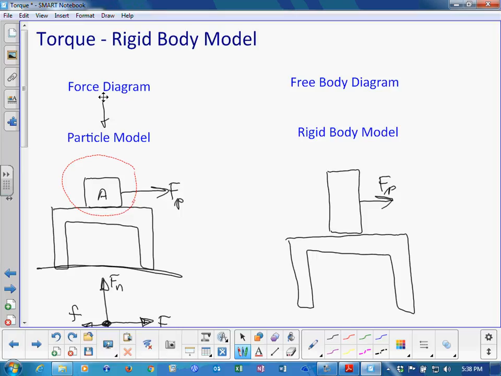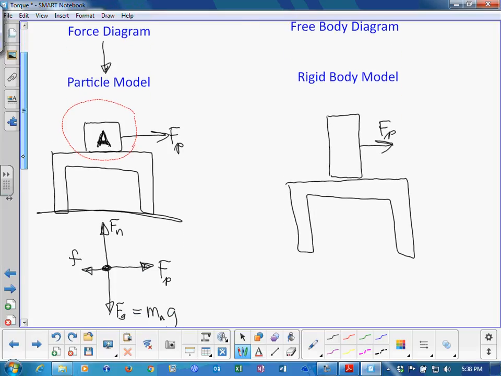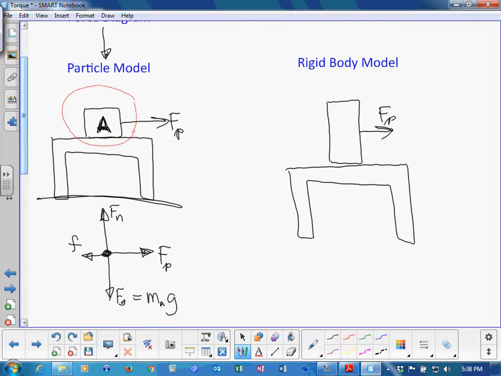The particle model simply says that we can take object A and treat it as if it were a point mass, in other words, a particle, and then we apply all the forces to that point. For example, if we're pulling on it with a string, we have the pulling force. We go around our contour, and wherever the contour touches another object, we replace that object with the forces applied by that object.